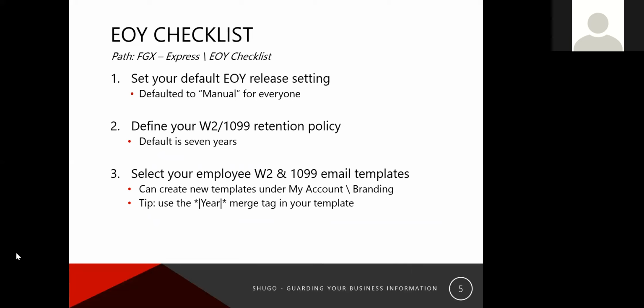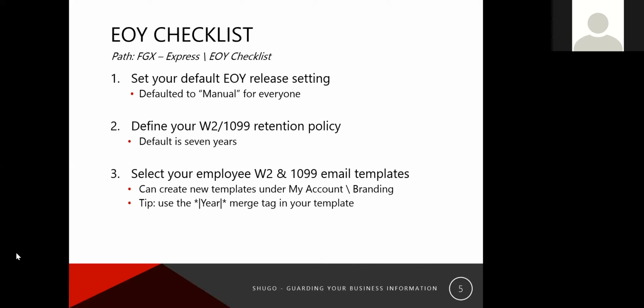The first item is your release setting. And again, for most people, it's set to manual. You can override it and set it to automatic, but 99% of the time, it's defaulted to manual and it stays there for everybody. But you can always go here and change it.